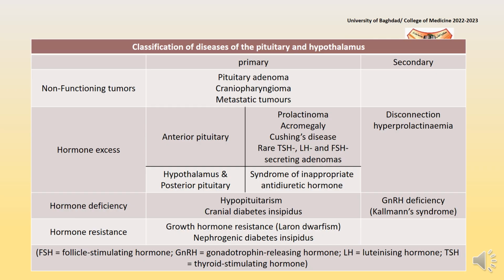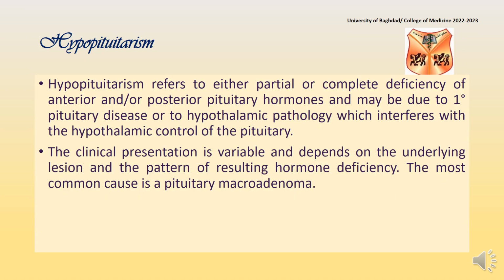Hormone resistance includes growth hormone resistance, known as Laron dwarfism, and nephrogenic diabetes insipidus, in which the antidiuretic hormone does not act on the kidneys, which causes polyuria. Preeclampsia is a separate condition, not to be confused with diabetes insipidus.